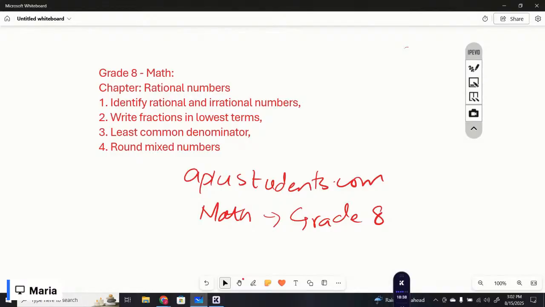The lessons we're going to cover today are identify rational and irrational numbers, write fractions in lowest terms, least common denominators, and round mixed numbers. So please make sure you have your notebook and pencil so that you can note down the important examples and definitions as well.